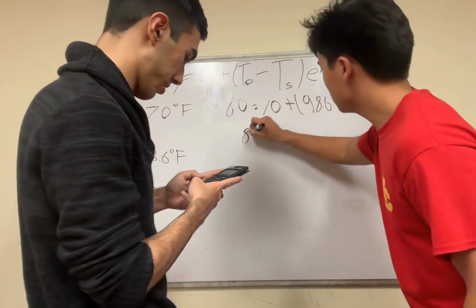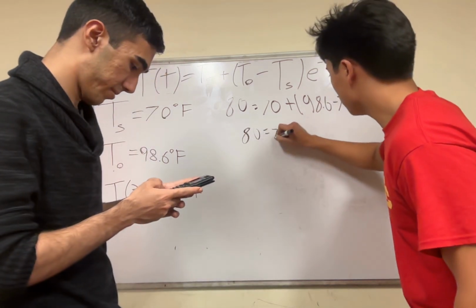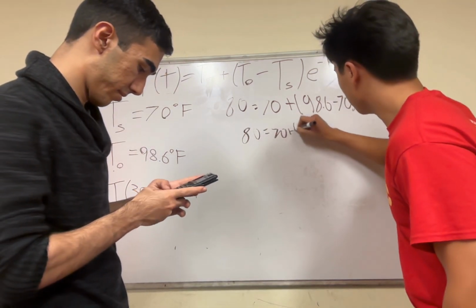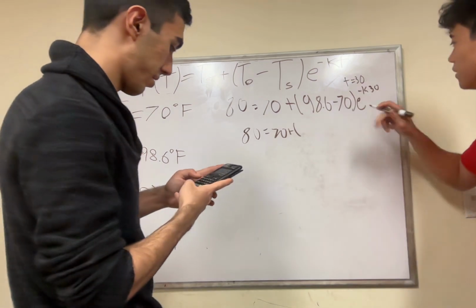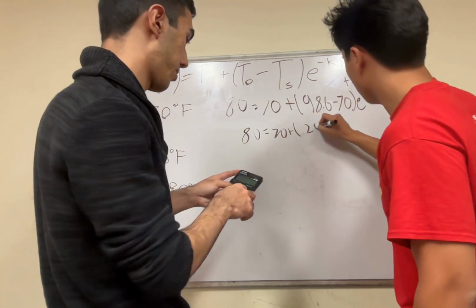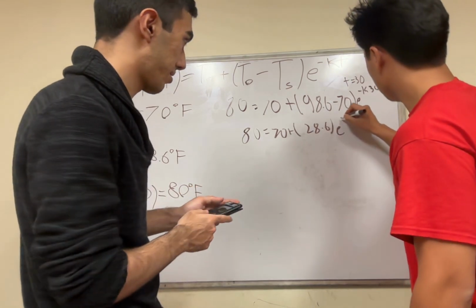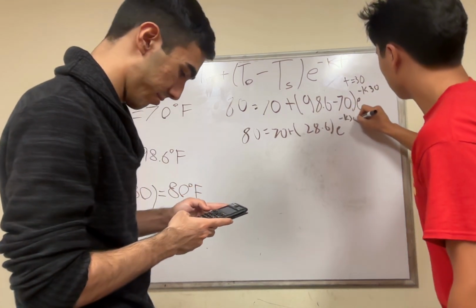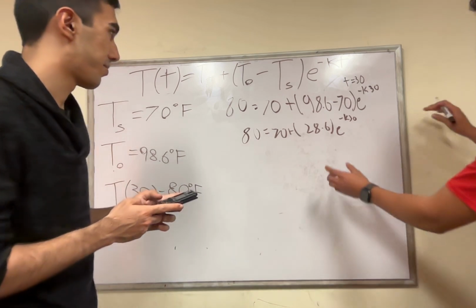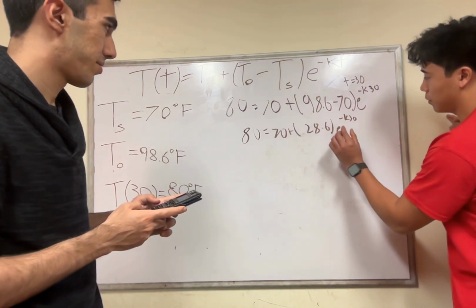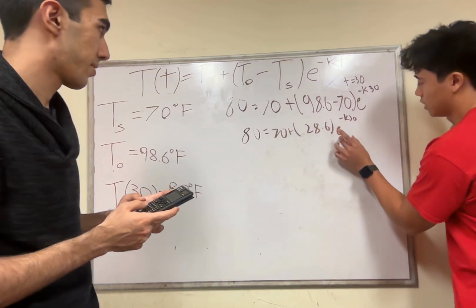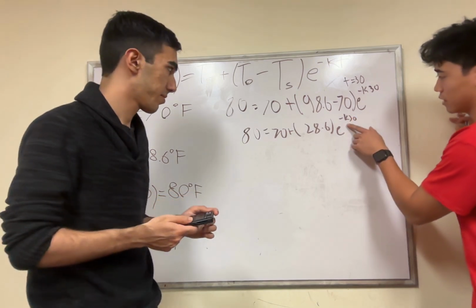So we have 80 is equal to 70 plus 98.6 minus 70, which is going to be 28.6. And then all this is equal to e to the negative k times 30. Okay, so now we want to just keep the e to the negative k times 30 because we're trying to just isolate this k variable.